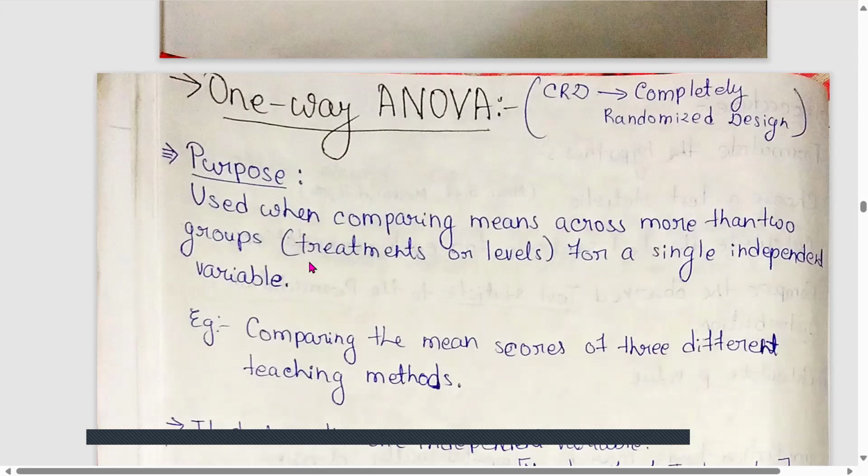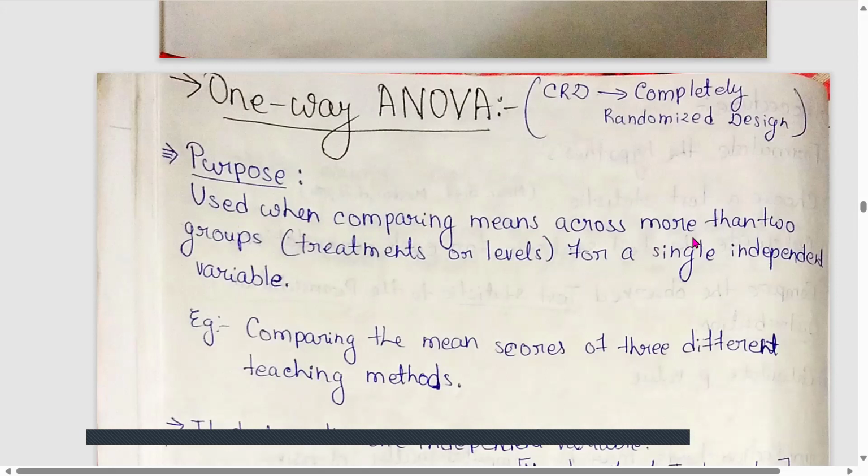For example, in your college, in the branch of data science or AI, there are two classes, two sections, A and B, for example. So a group means the section A group and the section B group. Used when comparing means across more than two groups, at least two and more than two.